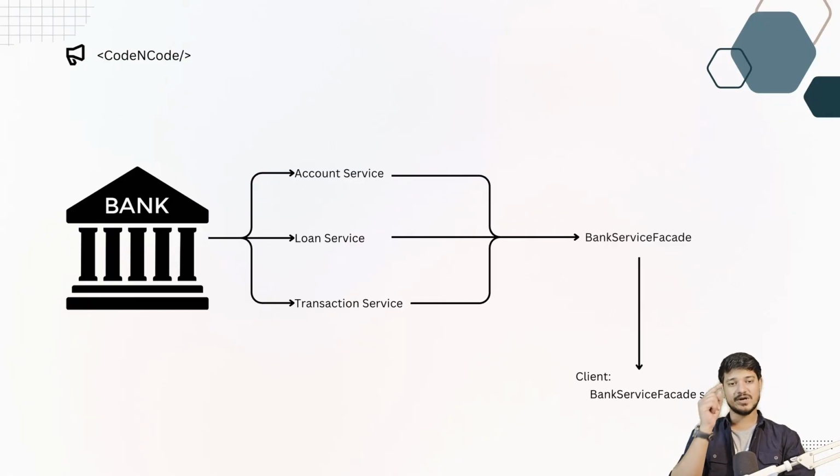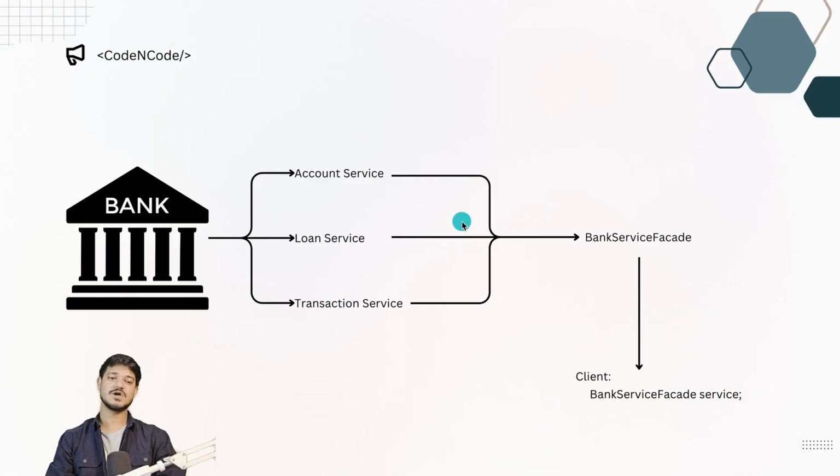What it does is provide you a simplified interface. So for account service, loan service, and transaction service, you can provide a facade. We are calling it bank service facade. You don't have to name it that. You can call it bank service application, right? And now this takes care of all of the things. So bank service facade will have account service, loan service, and transaction service, and it will simply provide you an interface, a list of functions you can call.